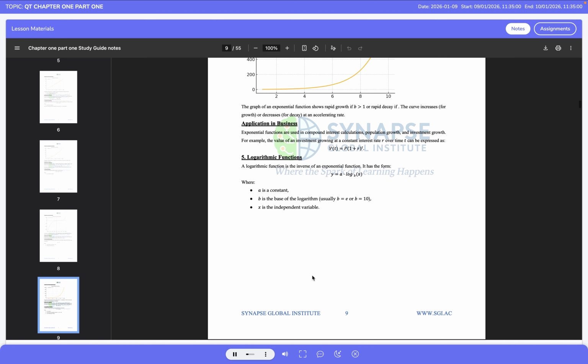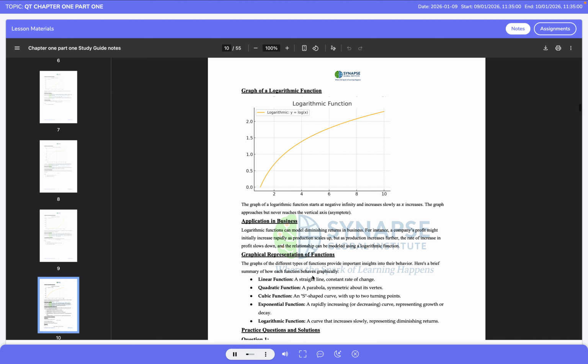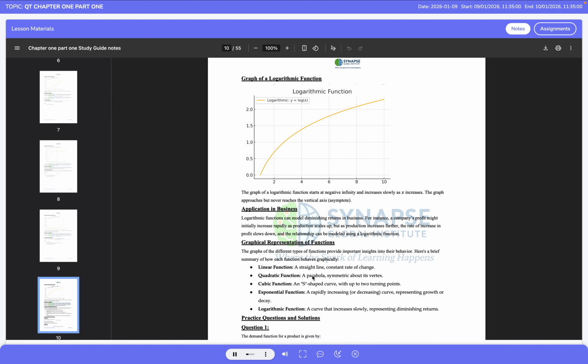In business applications, logarithmic functions are useful for modeling diminishing returns, where profit or output increases rapidly at first, but then grows more slowly as production expands further.